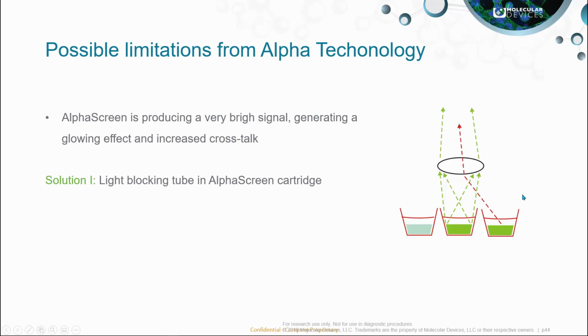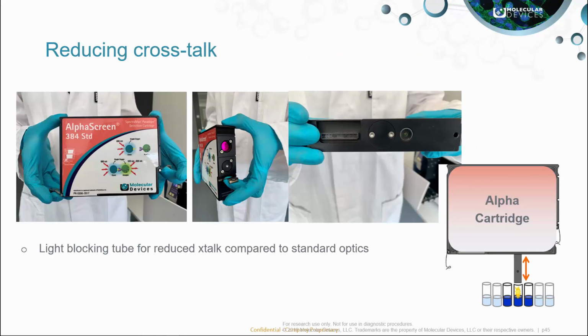Some possible solutions for that are a light blocking tube available in the AlphaScreen cartridge and the interlace reading available in our software. I will shortly explain a bit more in detail. So as you can see in the picture, the cartridge is provided with a light blocking tube which will move out during the read and sit on top of the well in order to block away any light from the neighboring wells, reducing the crosstalk.